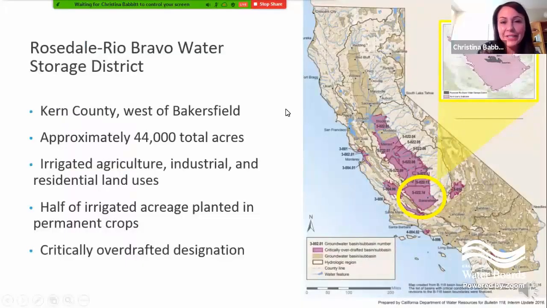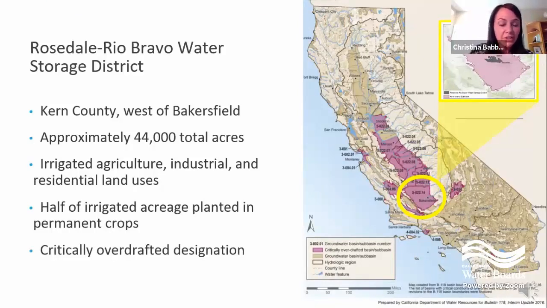Perfect. So as that slide transitions, I'll jump into talking a little bit more about the platform. In 2018, Environmental Defense Fund worked with Rosedale Rio Bravo Water Storage District in Kern County, and you're seeing a map of the district on the screen. They were our core partners in building out the platform. Just a little bit of background on the district in case you're not familiar with them.